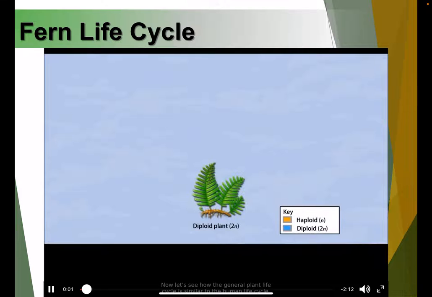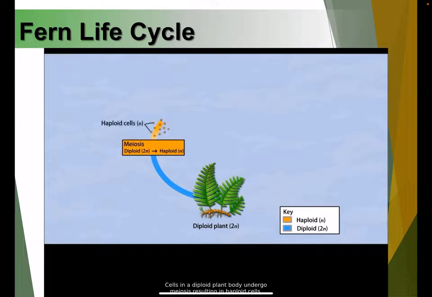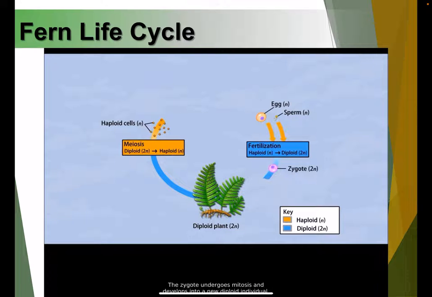Now let's see how the general plant life cycle is similar to the human life cycle. Cells in a diploid plant body undergo meiosis, resulting in haploid cells. Fertilization of a haploid egg cell by a haploid sperm cell results in a diploid zygote. The zygote undergoes mitosis and develops into a new diploid individual. But notice the gap between meiosis and production of gametes. This is where plant and animal life cycles differ.